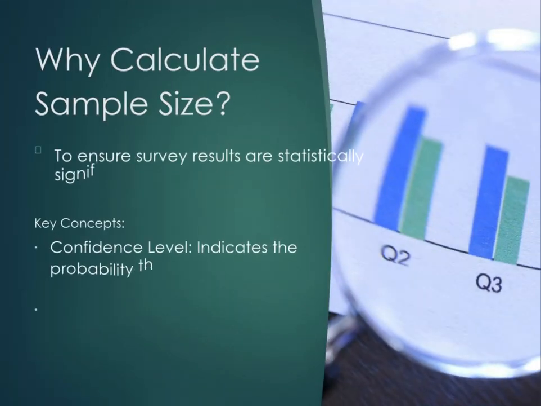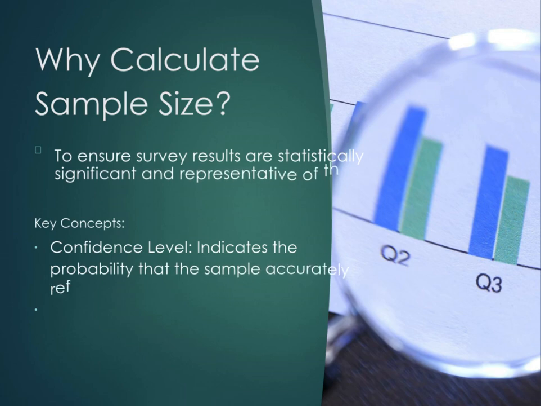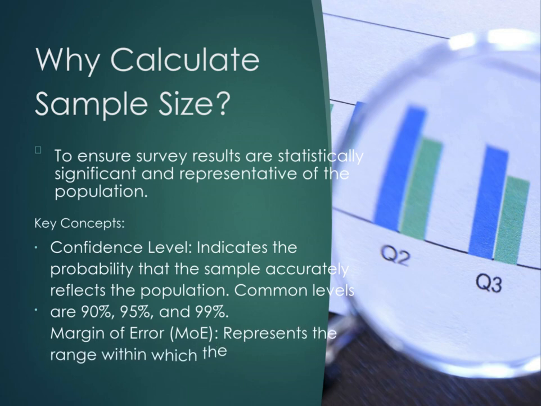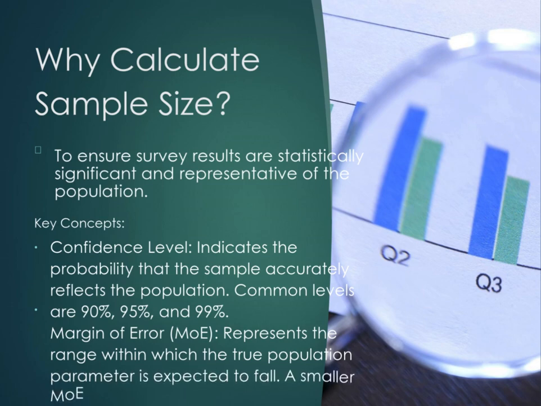When planning a survey, determining the appropriate sample size is crucial to ensure that the results are both accurate and reliable. The sample size depends on the desired confidence level, margin of error, and the estimated proportion of the population. By carefully calculating the sample size, we can design surveys that yield meaningful and trustworthy insights into the population we're studying. The confidence level reflects how certain we are that the sample accurately represents the population.